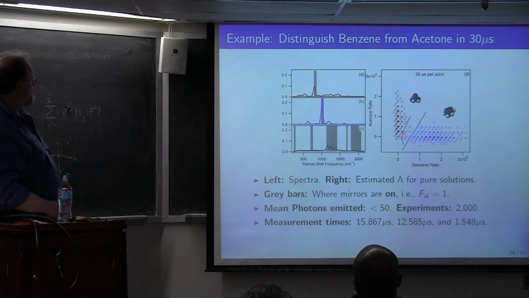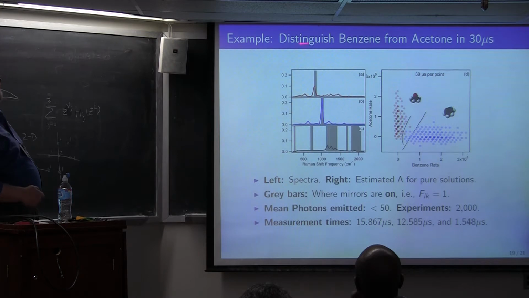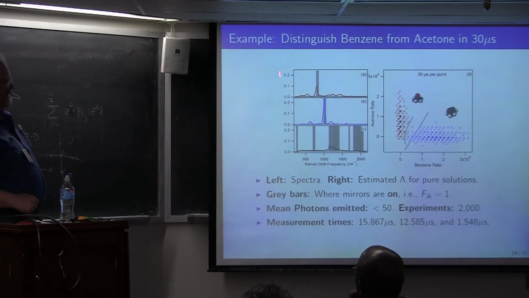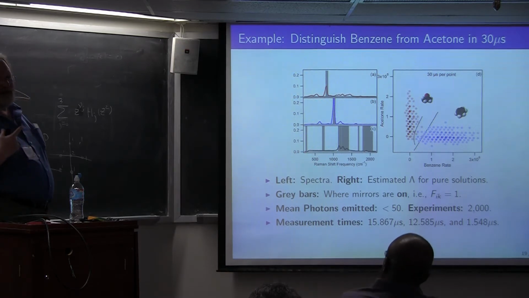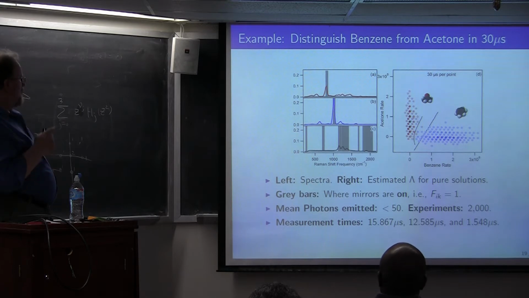So now we should have some. We want to distinguish benzene from acetone in 30 microseconds. Well, I will say this is an easy problem because these peaks are so differentiated. Now down here we have a background. In this particular spectroscope, there's this background signal you get, whether there's any sample in there or not. So you have to estimate the background.